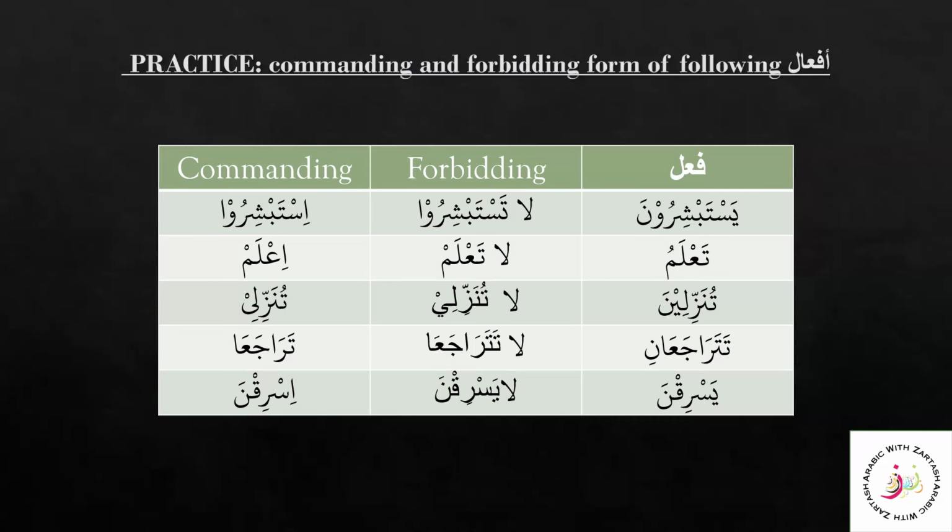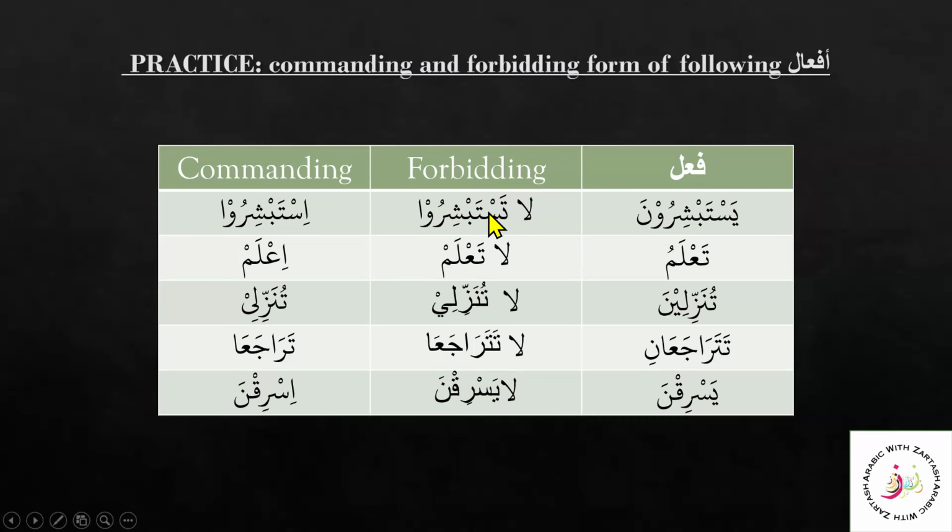Following that, we are going to do the sarf of this word. So, Yastabshiruna. We know how to make the forbidding. For Afar al Khamsa, we drop this noon, but the sign of the mudare will remain the same for the forbidding, or the fail nahi. Only the la is added before this word. So, dropping the noon, we get La Tastabshiru. This is the forbidding tense.